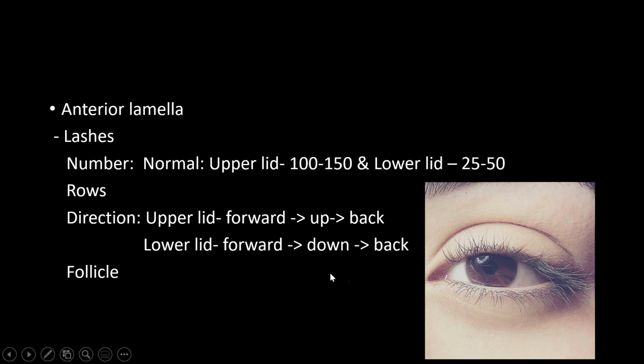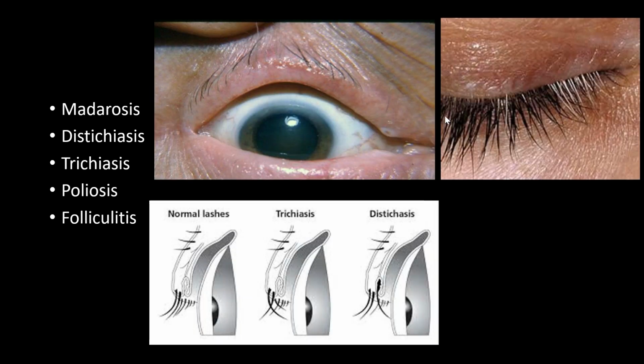Okay, so we have to look for all those things. Then you also have to look for the follicle. The follicle is the place from where the lashes are arising. In case there's any inflammation, or anything of that sort, that also you're supposed to look for when you're examining the lashes. Then here are a few conditions.